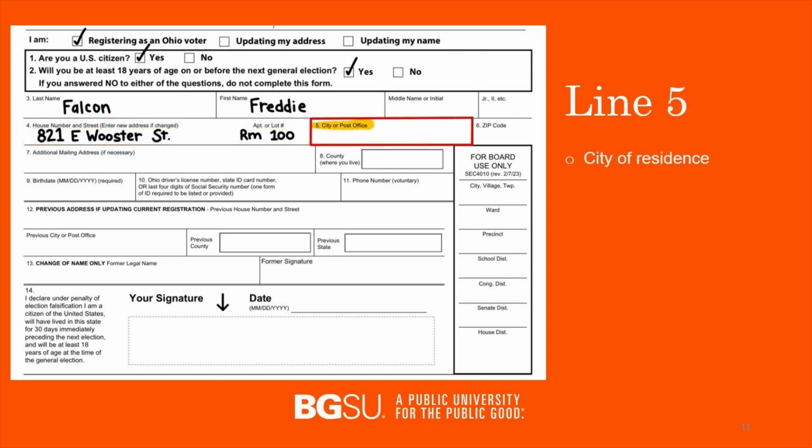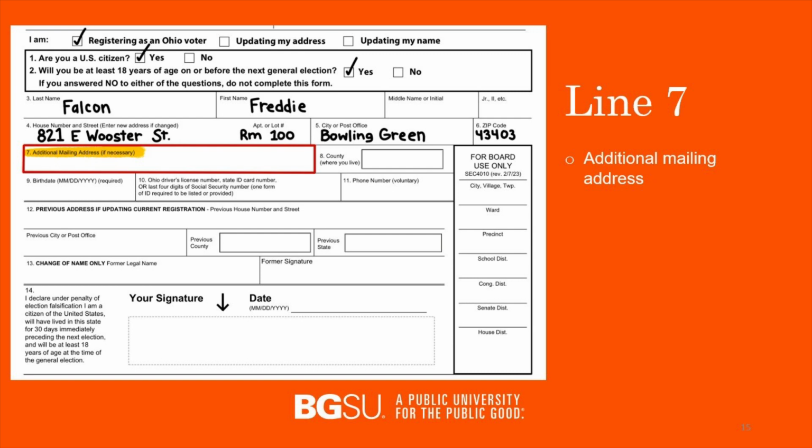Numbers 5 and 6 complete the registrant's address, being their city and zip code. Number 7 is not required, but if a voter needs to provide an additional mailing address from number 4, they may.